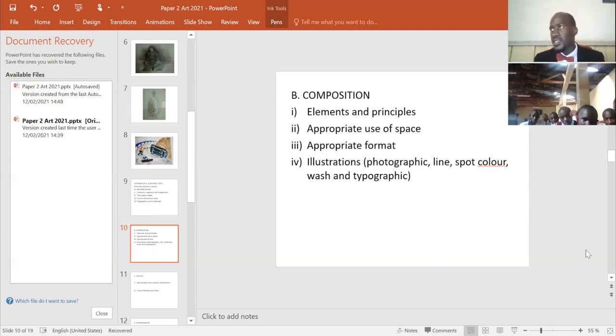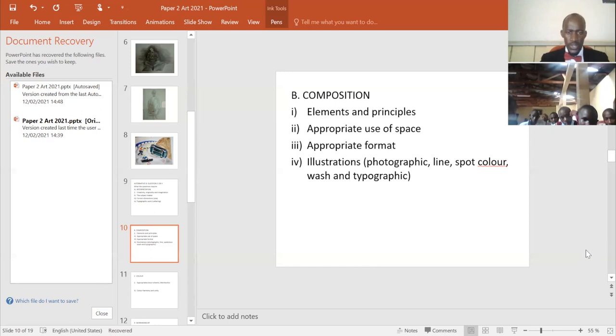Then we have the format. We pay attention to the layout, the types of layout that I've mentioned, the symmetrical, asymmetrical, and the radial. We also talk about the format in terms of the portrait. We also talk about the format in terms of the landscape format. Like, for example, I don't expect you to create an envelope using a portrait format because of the dimensions of the length and the width.